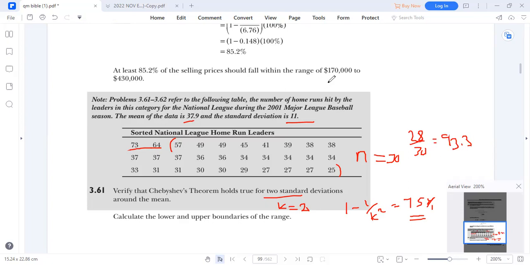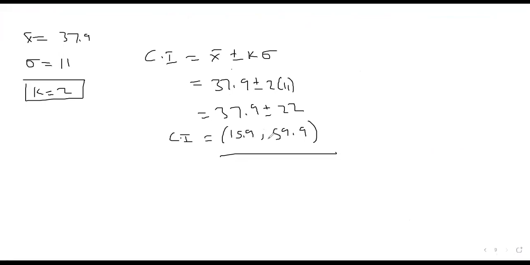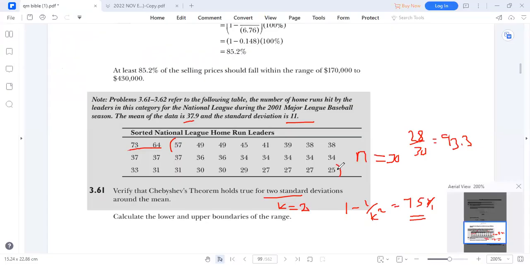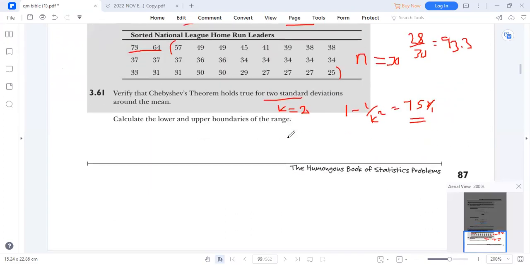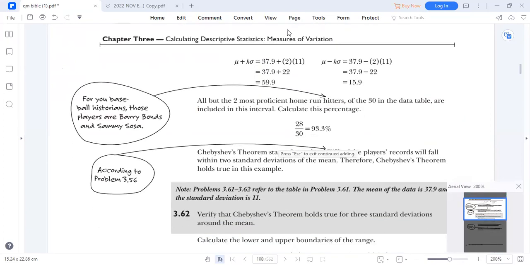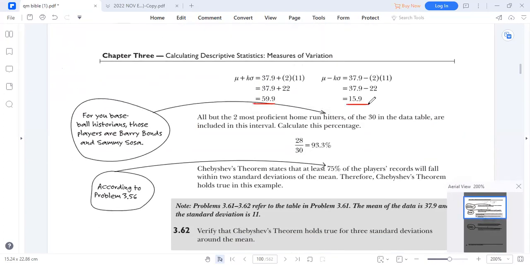I repeat, the range that we calculated here is just asking us how many observations are there out of 30. So we need to count manually those that are between 15.9 and 59.9. At least 25 is above 15, so already qualifying, but 59.9 up to 57 there. So all these ones are about 28. Let's go through the workings: the lower bound was 15.9, the upper bound was 59.9. When you calculate them, they're about 28 observations out of 30.